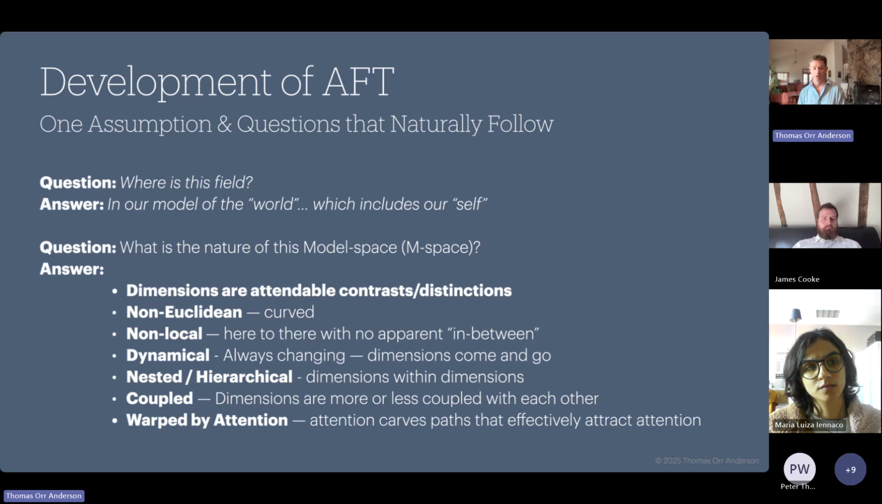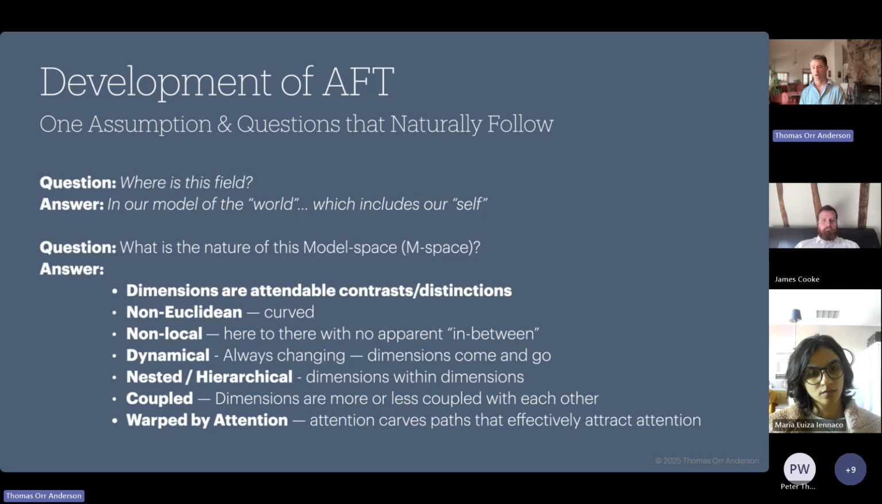Some notable features are the dimensions. This is a proposal that really makes the model kind of simple in work, that the dimensions are attendable contrasts and distinctions. Attention naturally flows within the space of that which is attendable. It's non-Euclidean, that's for certain. It's curved, it's non-local. Attention can go from here to there within our model without some apparent path in between. It's dynamical, always changing. Dimensions come and go. We learn new distinctions, we forget distinctions. So the dimensionality itself is always changing.